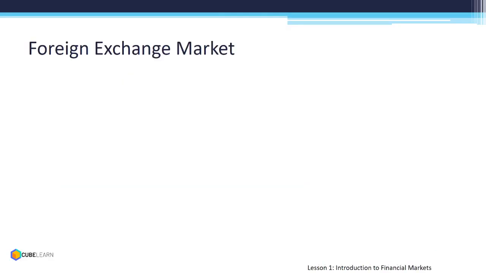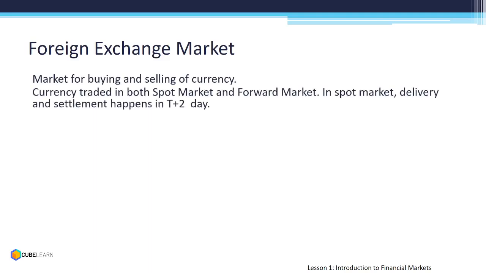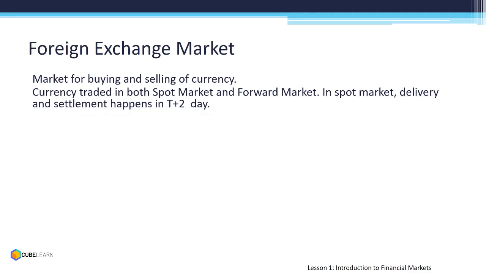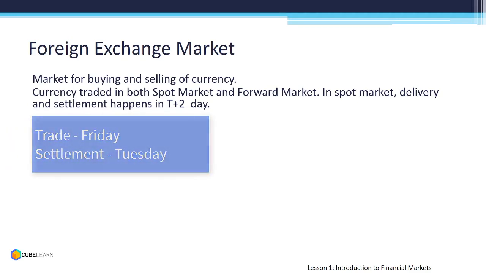Foreign exchange market is the market for buying and selling of currency. Like commodities, currency is traded in both spot and forward markets. It is important to understand delivery and settlement in the spot market. Delivery and settlement happens in T+2 business days in the spot market. For example, if a trade happens on Monday, settlement will happen on Wednesday. If a trade happens on Friday, Saturday and Sunday being off, settlement will happen on Tuesday.